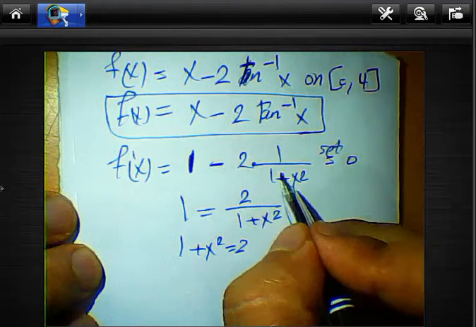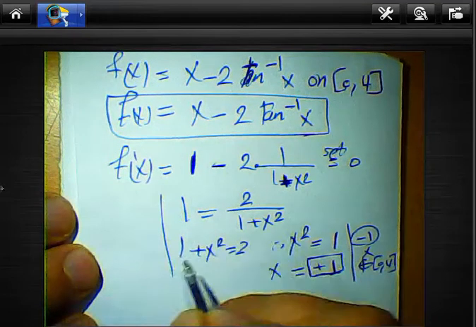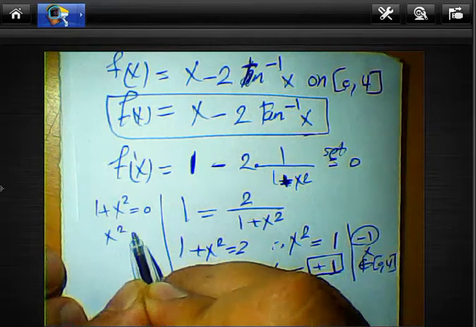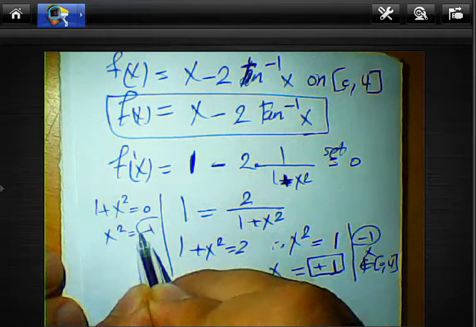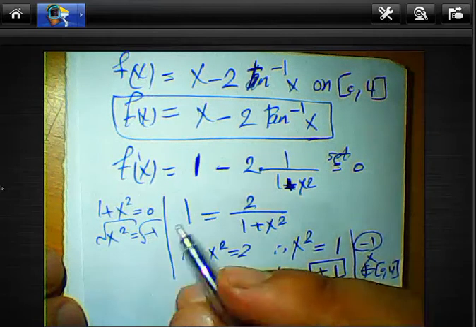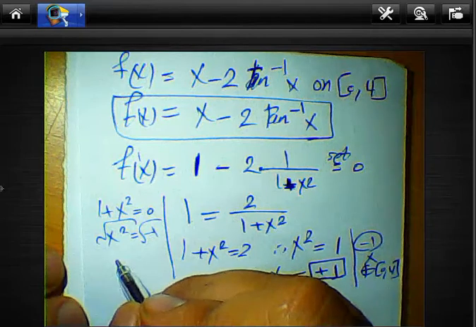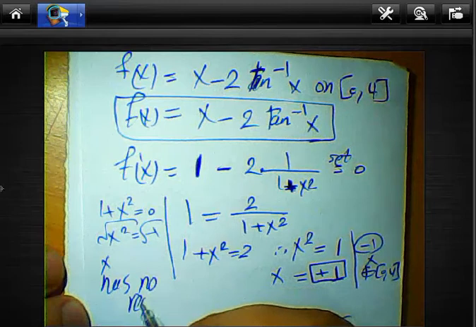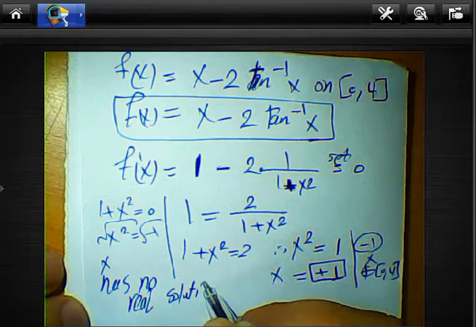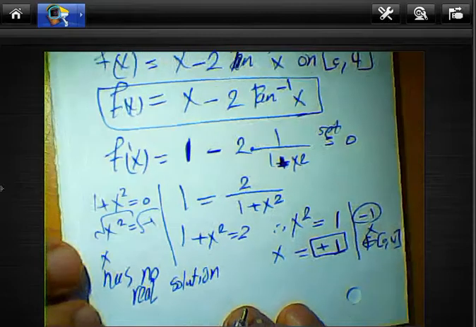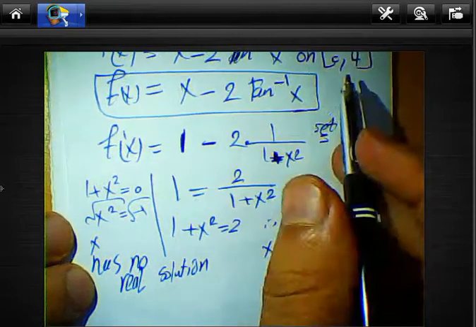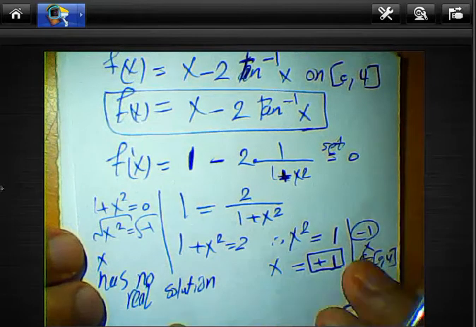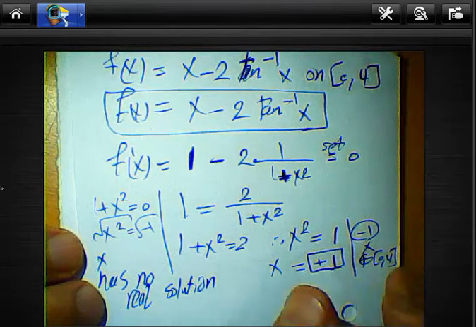Okay, and don't forget 1 plus x^2 in the denominator, so we must find the critical number from 1 plus x^2 equals 0. The result will be x^2 equals -1. If we take the square root, it's impossible, it has no real solution. Okay, so x has no real solution. It's okay. So we can find f of 0 and f of 4 and f of 1 only, to find the absolute max and absolute minimum of this function.